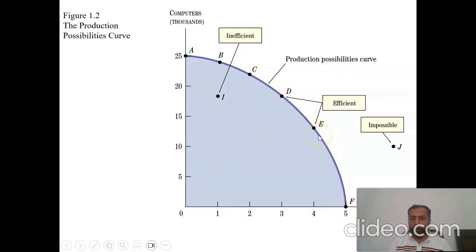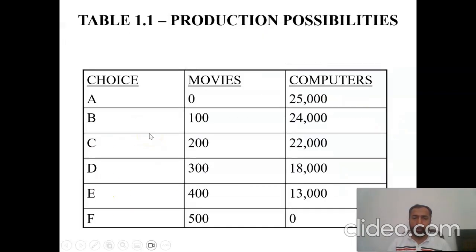This is concave because of increasing opportunity cost. By increasing opportunity cost, we mean that as we increase the production of one product, we have to give up more and more units of another product. For example, if you see the graph here, you will get an idea that when you increase the production of movies from 0 to 100, you have to give up 1000 computers.